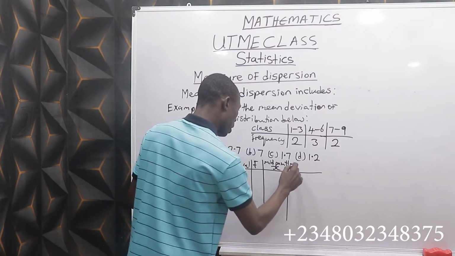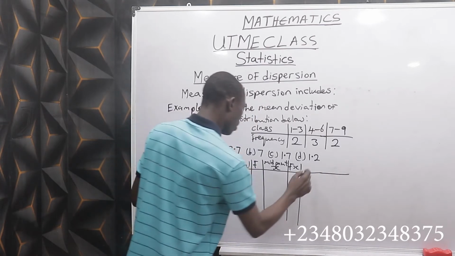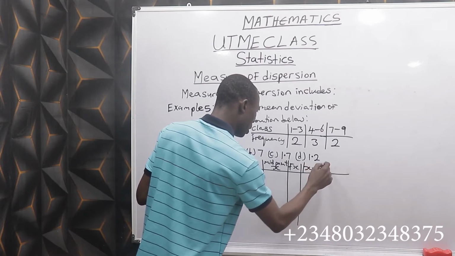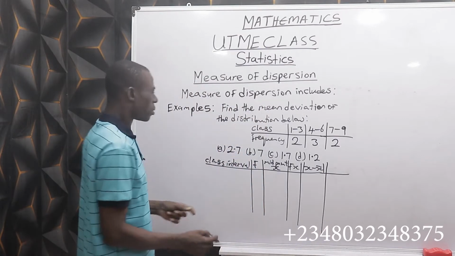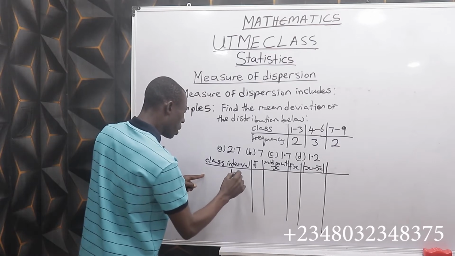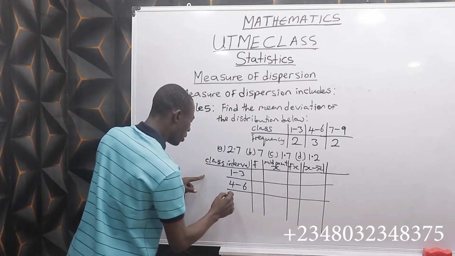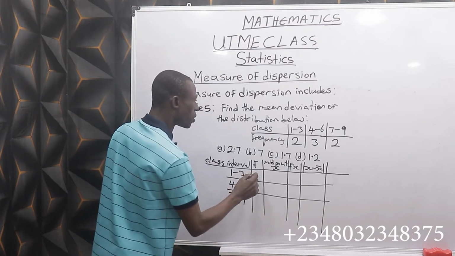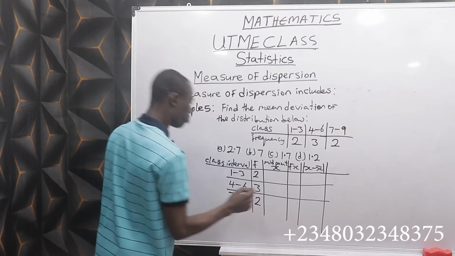After that, fx, then quickly x minus x bar in absolute term, because it is mean deviation. So this is all we need to quickly fill up. Our class intervals are 1 to 3, 4 to 6, rather 7 to 9. Frequency is 2, 3, and 2.